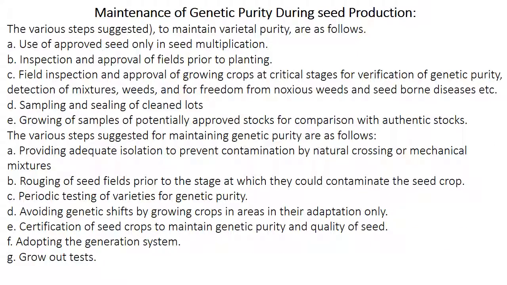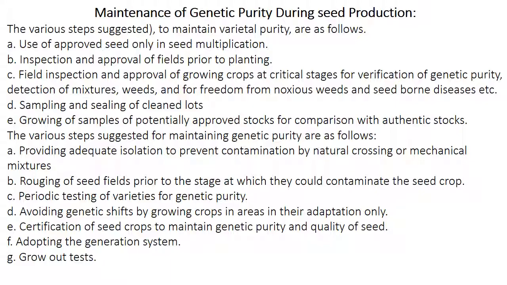Coming to the maintenance of genetic purity during seed production. Various steps to maintain purity are using approved seed only in seed multiplication, inspection and approval of field prior to planting, field inspection and approval of growing seeds at critical stages for verification of genetic purity, detection of mixtures, weeds and freedom from noxious weeds and seed-borne diseases, etc., sampling and sealing of cleaned lots, growing of samples of potentially approved stocks for comparing with authentic stocks.